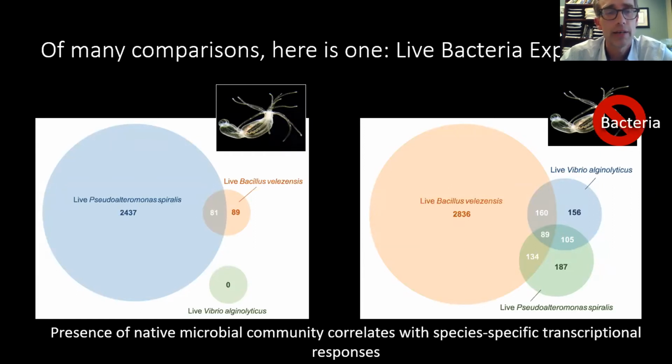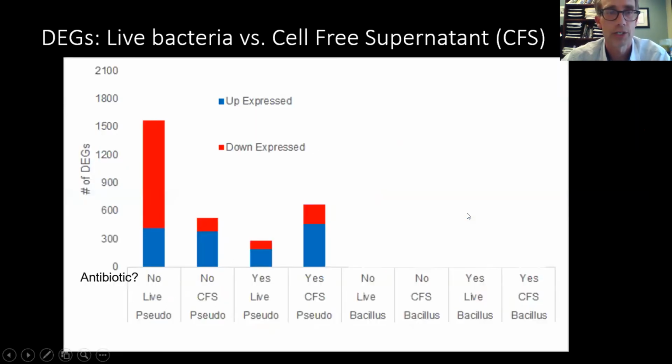So if we look here on the left-hand side, we have the 3 live bacteria. We see that huge number of differentially expressed genes with the live Pseudoalteromonas with the native microbial community. And only about 81 of those genes were conserved as part of that differentially expressed set. Whereas for the Vibrio treatment, although there were differentially expressed genes, none of those were shared with the other 2 treatments. And then similarly, we see a very parallel situation after the native microbial community had been removed, where again we see some shared genes, but a lot of treatment-specific differential gene expression.